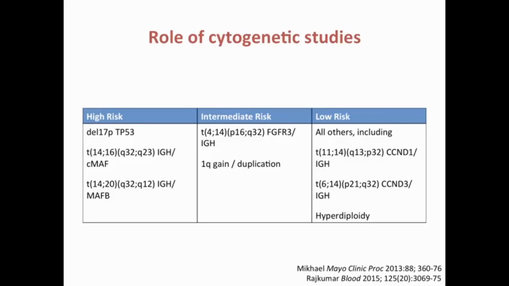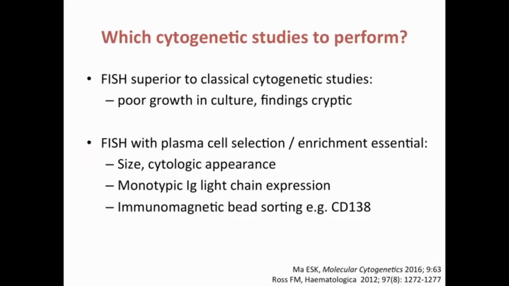Which cytogenetic studies should be performed? Classical karyotyping studies are less than optimal because plasma cells do not grow well in culture and abnormal findings are often cryptic. However, it is important to perform classical cytogenetic studies if there's also concern for a myelodysplastic syndrome or a therapy-related myeloid neoplasm.